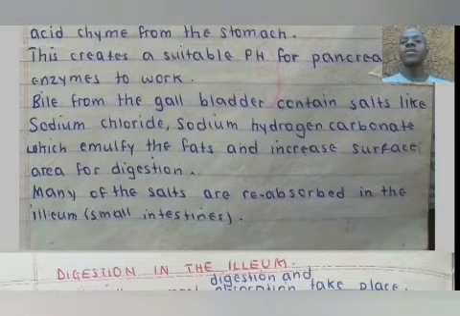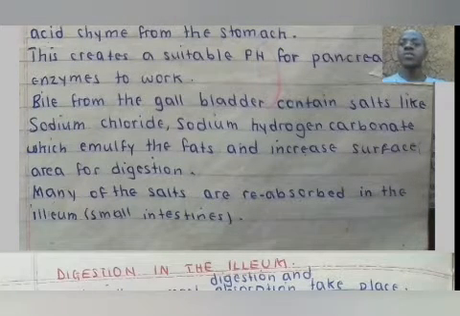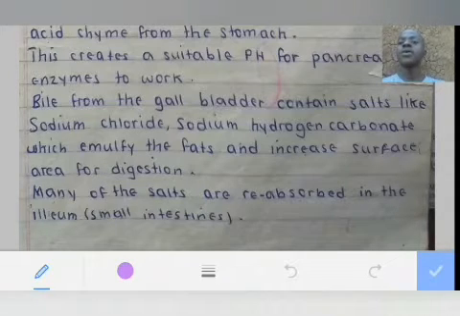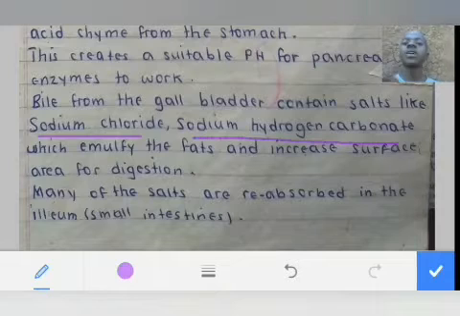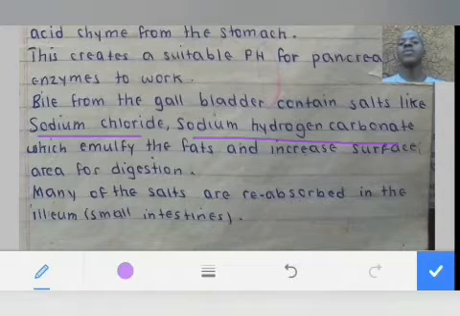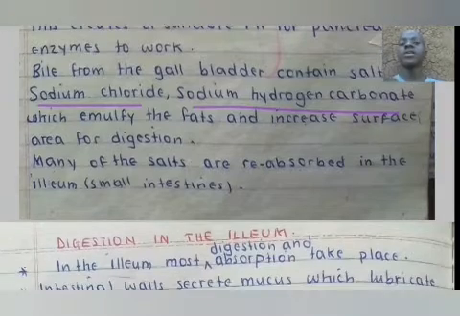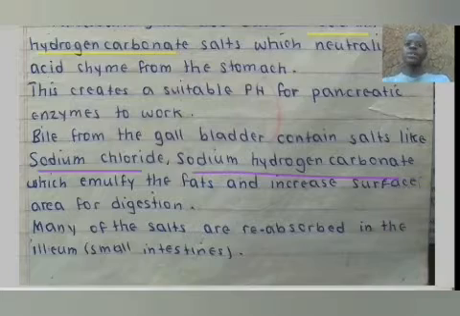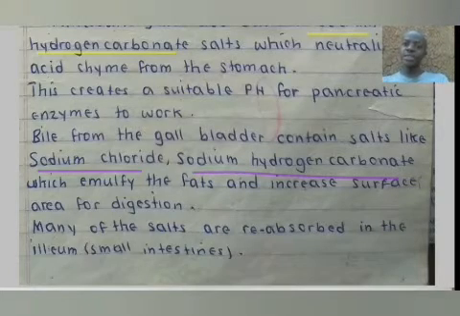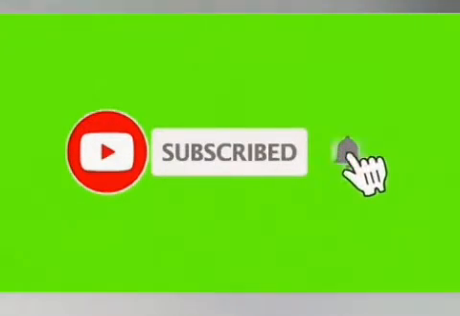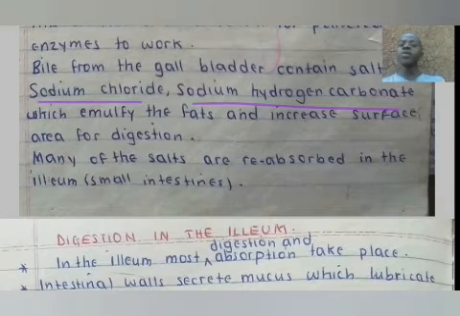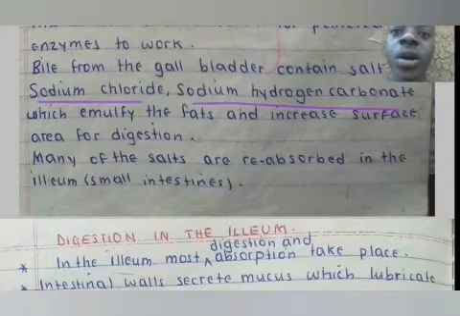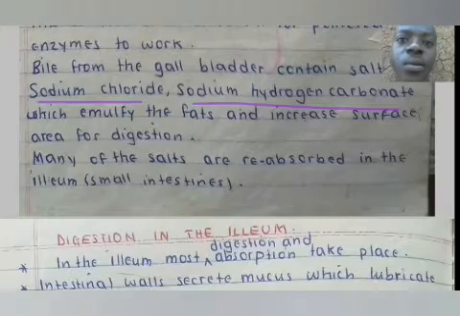We also have bile from the gallbladder. It contains very many salts. Here we have sodium chloride and sodium hydrogen carbonate, and these emulsify the fats and increase surface area for digestion. So the major aim of these salts is to increase the surface area for digestion of food substances. Also, many of the salts are absorbed back in the ileum.